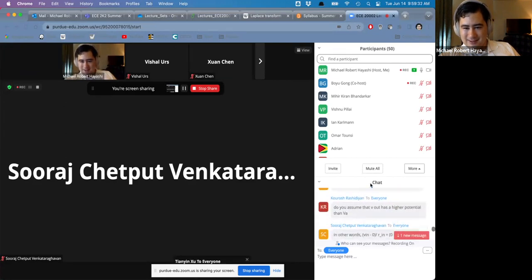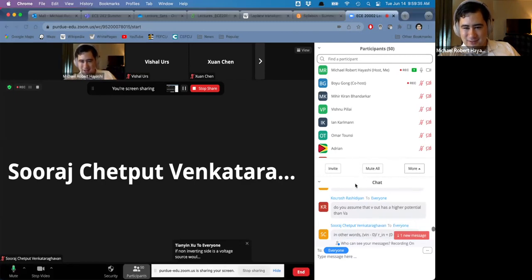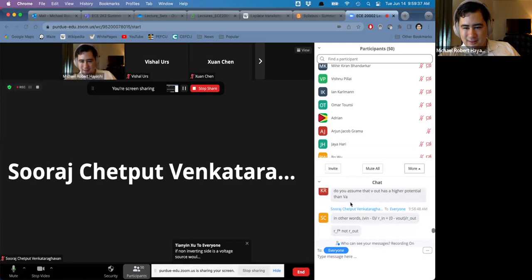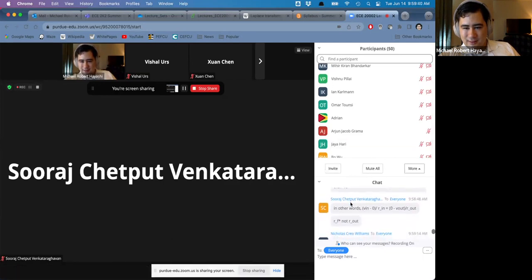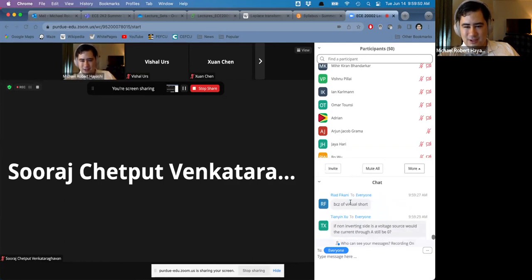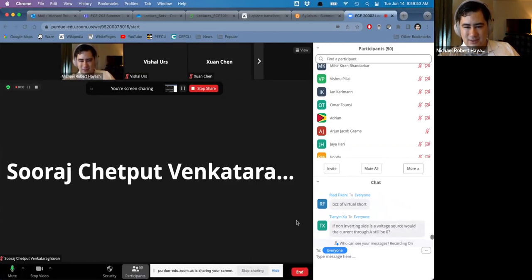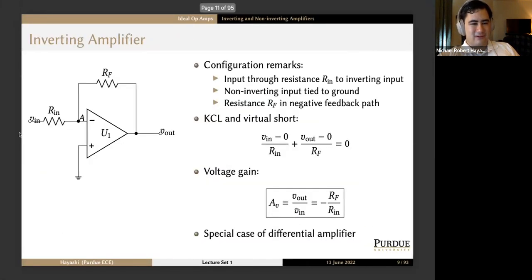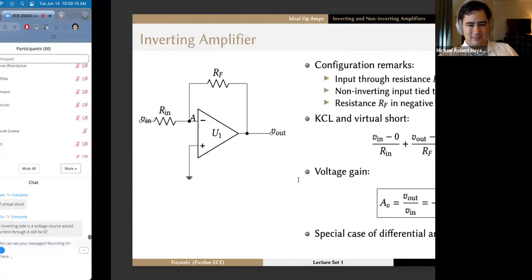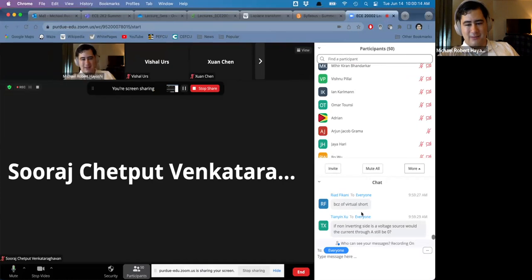Oh gosh, so many comments. Let me make my chat section a little bigger. Yes, I was using Rf, not Rout. Why again is node A at 0 volts? Because of the virtual short condition. If the non-inverting side is a voltage source, it would be whatever the potential is at that place. So if there was a voltage source here of say 1 volt, then Va would be 1 volt, and this equation wouldn't work out the way it did. All very good questions. Any more?